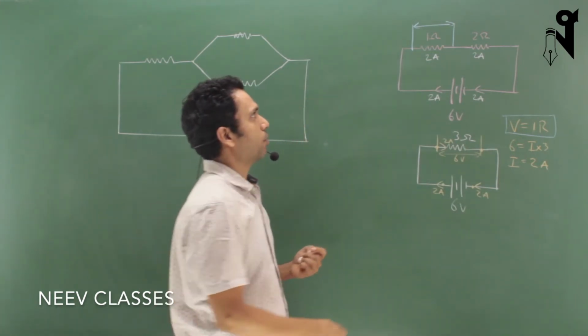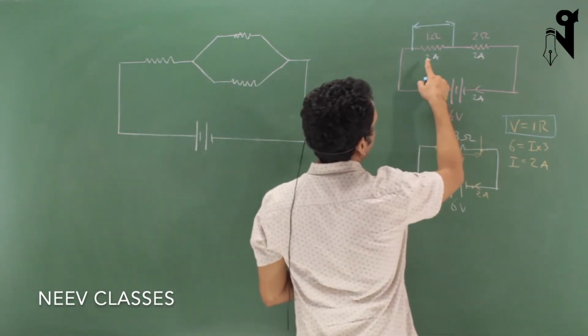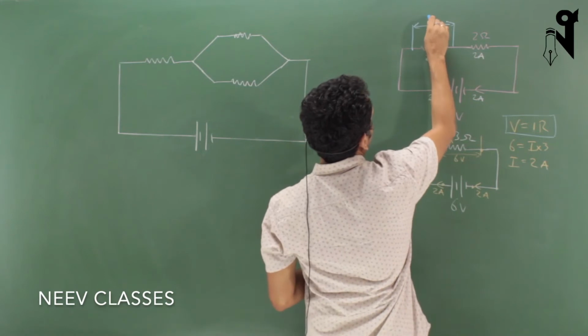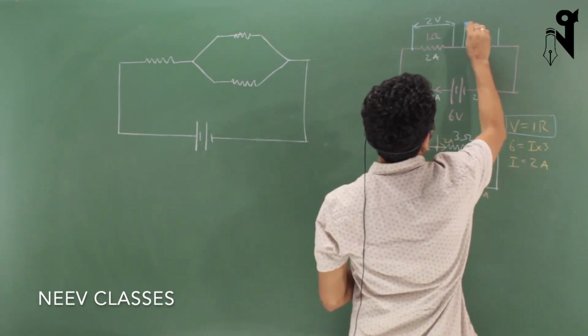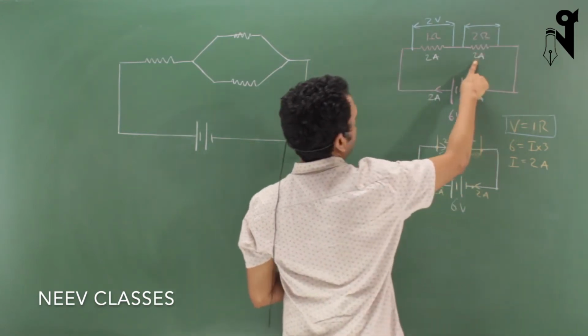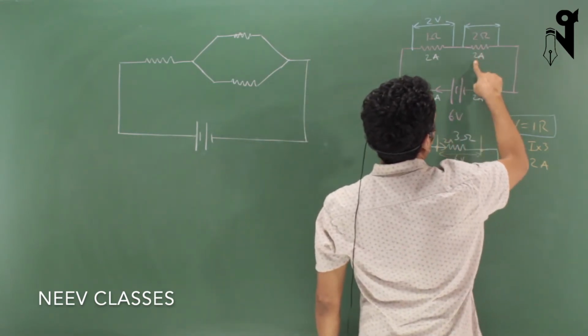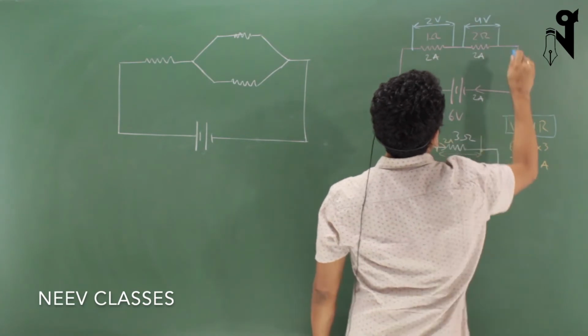What do you think is the voltage drop? Yes, it is 2 into 1, which is 2 volts. Similarly, what is the voltage drop across this? What is the potential drop across this resistor? It is 2 into 2, which is 4 volts.